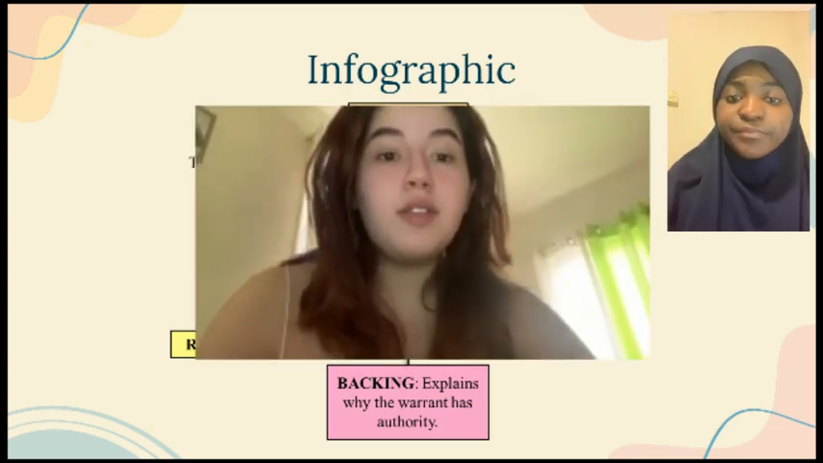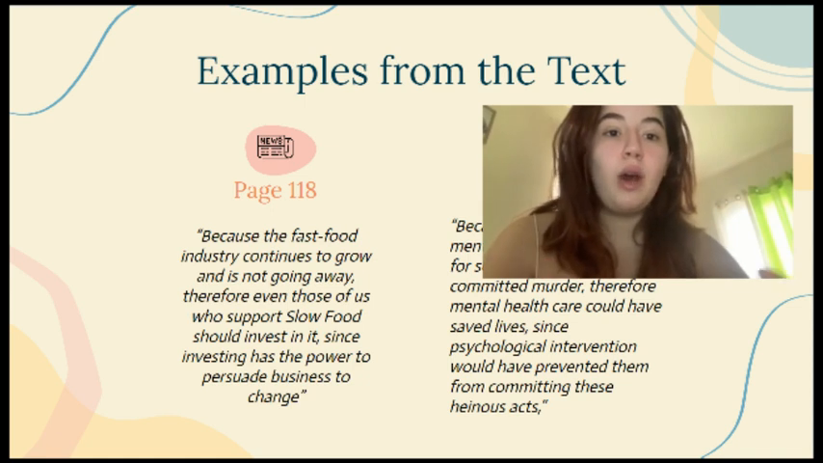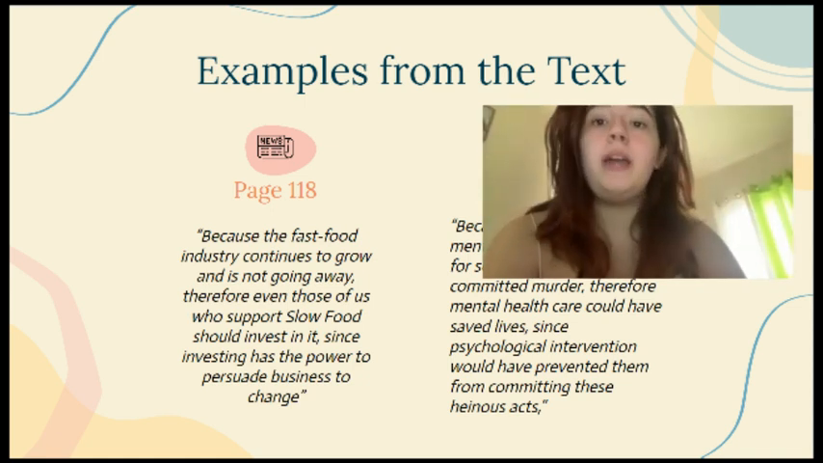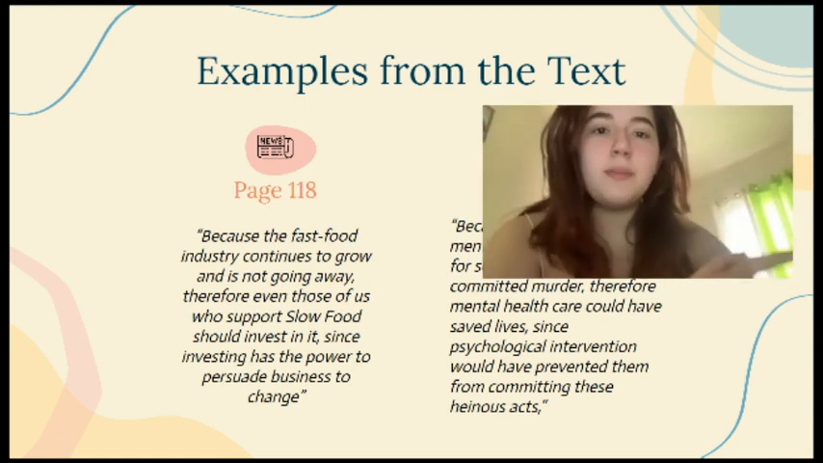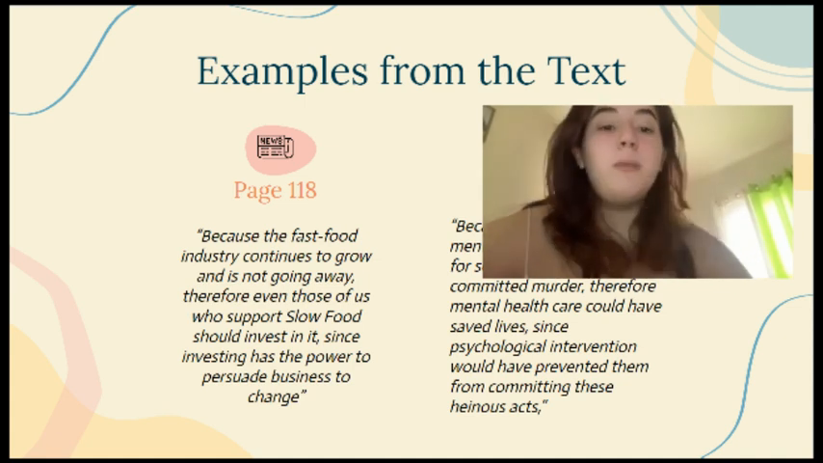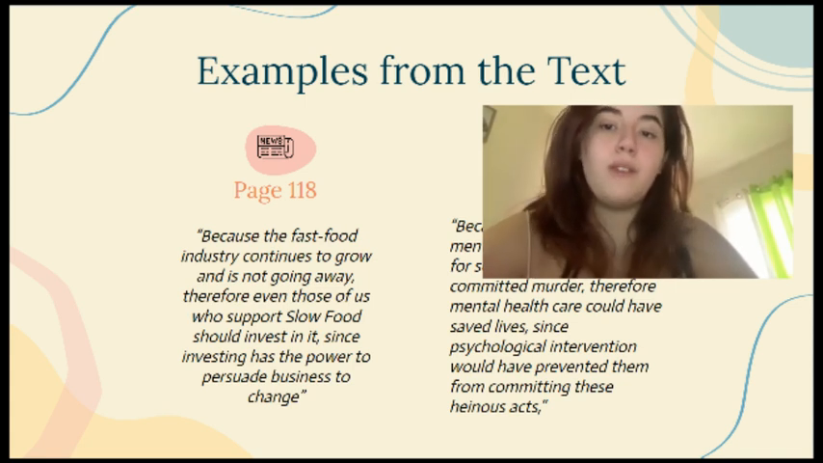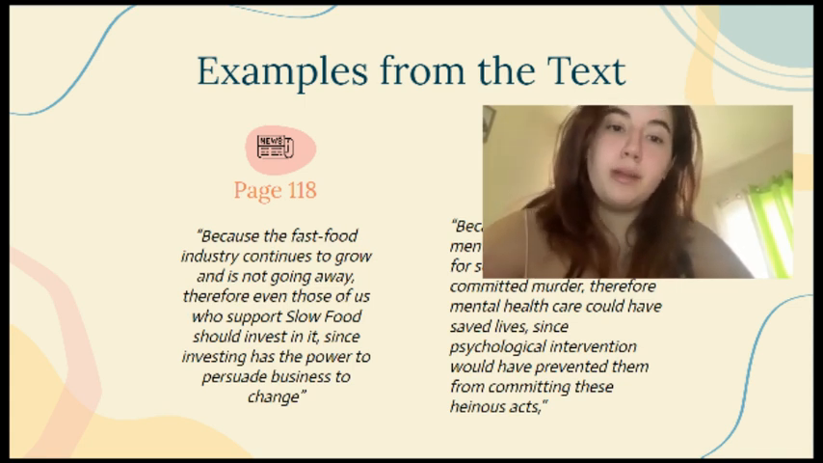So some examples from the text that display how Toulmin is used in an argument and how you build off with it would be page 118. It's a short couple of sentences, but it still builds off of the argument. So page 118 says, "Because the fast food industry continues to grow and is not going away, therefore, even those of us who support slow food should invest in it, since investing has the power to persuade business to change."